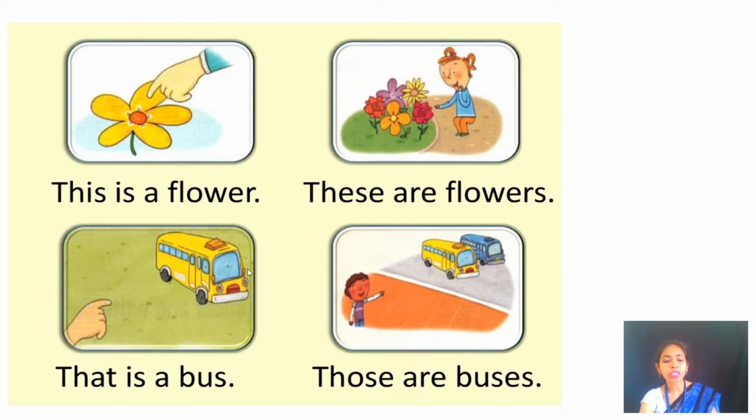Now see the other picture. Can you see this picture? It's a bus, right? So there's only one bus which is at a distance from the person. जो person है उससे दूर है. So then हम अगर दूर है और एक है तो क्या यूज करेंगे? that. हम क्या यूज करेंगे? that. So that is a bus. That is a bus. But when if it is more than one bus, एक से ज़्यादा बस है, two buses है, right?